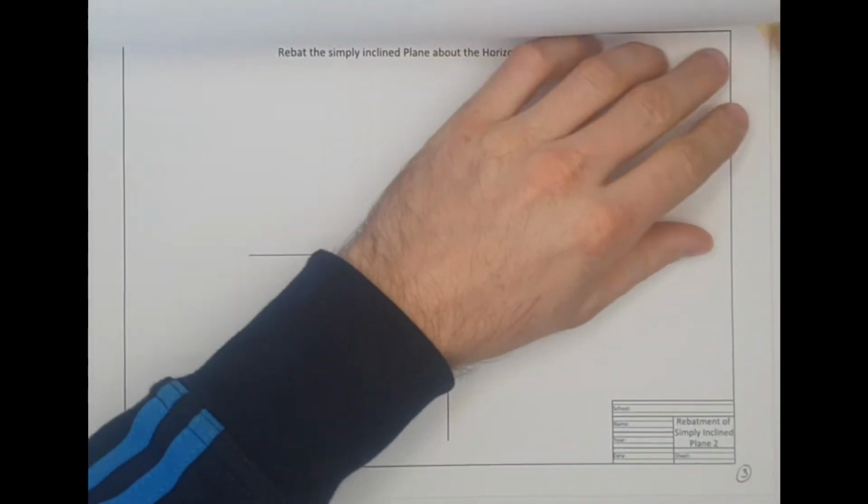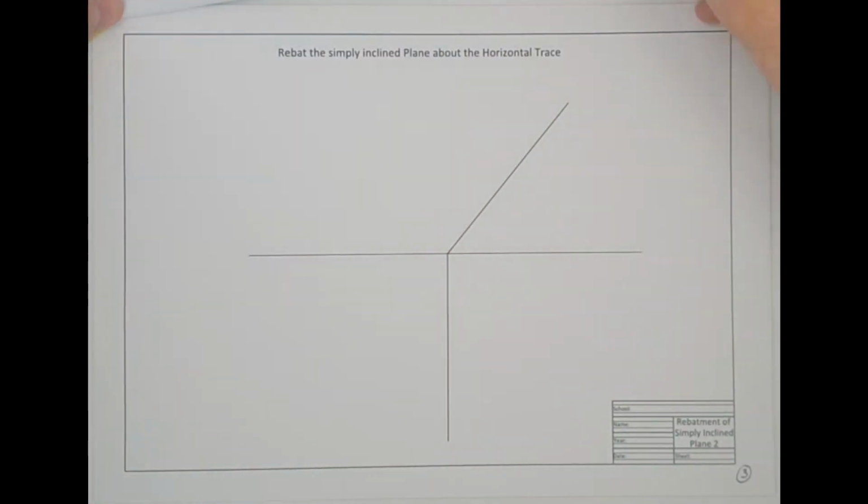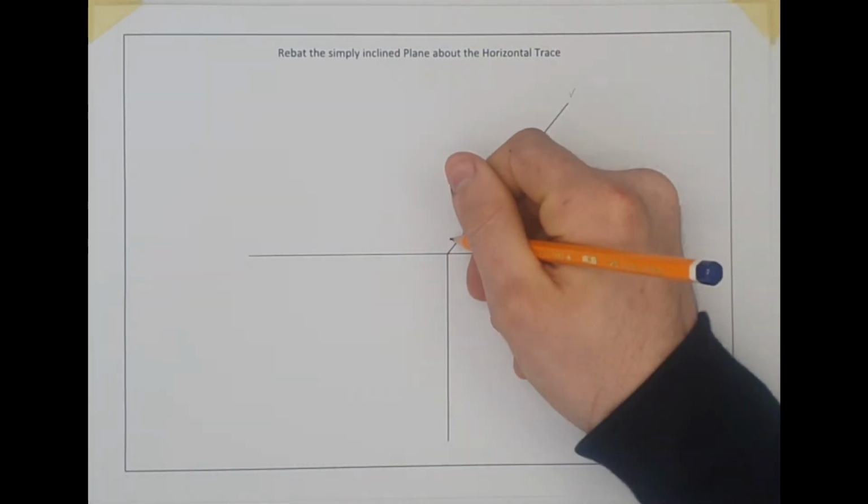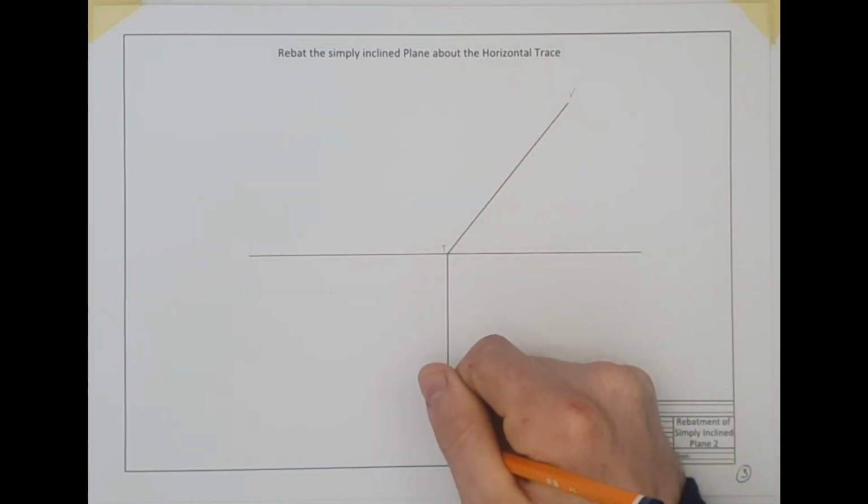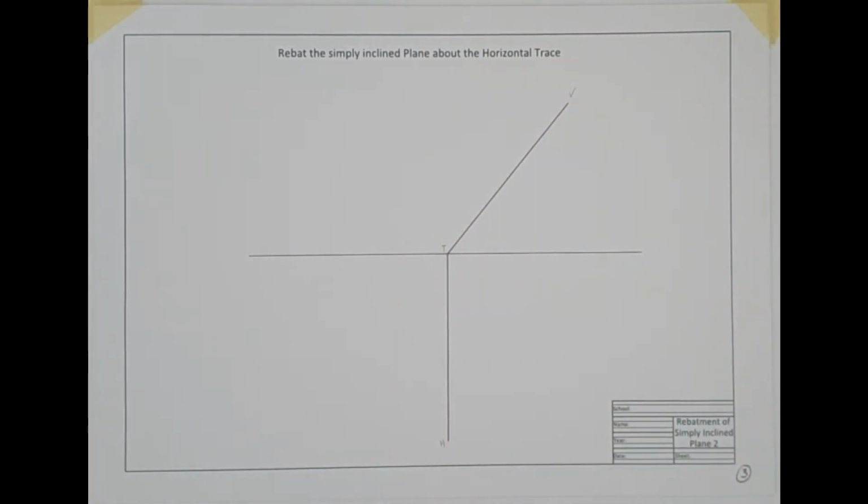This one, sheet 3 here, that was sheet 2 that's finished now. Sheet 3 here is a little bit more practical. I think it's more of a question that we can actually visualize and kind of get into. Once again, I'll just for habit, there's the vertical trace and the horizontal trace. Rabat the simply inclined plane about its horizontal trace.